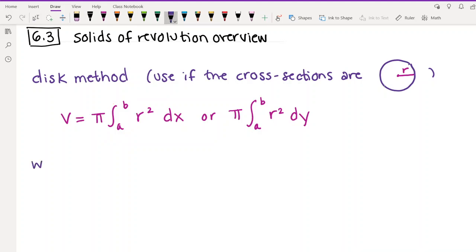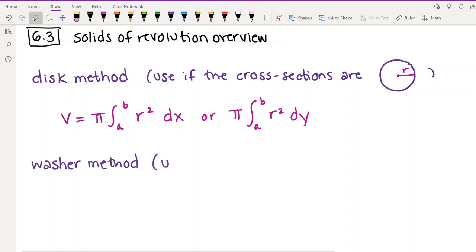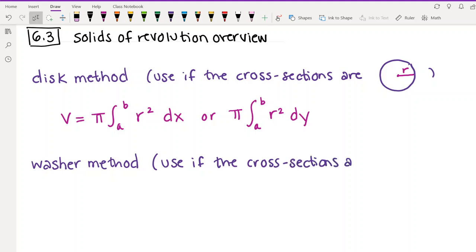So the next method I want to mention is now the washer method. The washer method honestly is really the same as the disk method. It's still slicing your shape along the same axis where it's been revolved so that you get these circular cross sections. However, you use the washer method if the cross sections are not just circles, but a circle with another circle cut out of it. So something that looks like a big circle with a little circle inside.